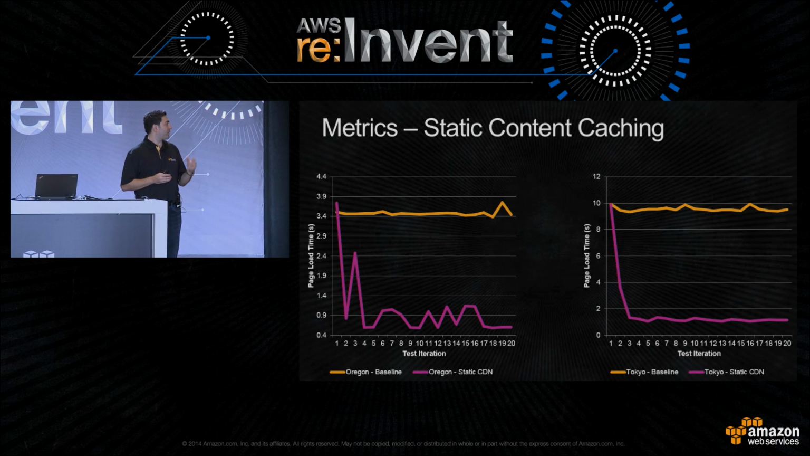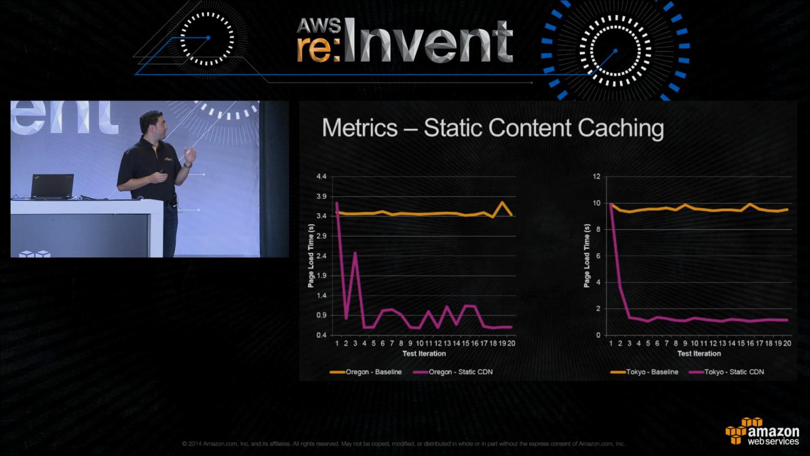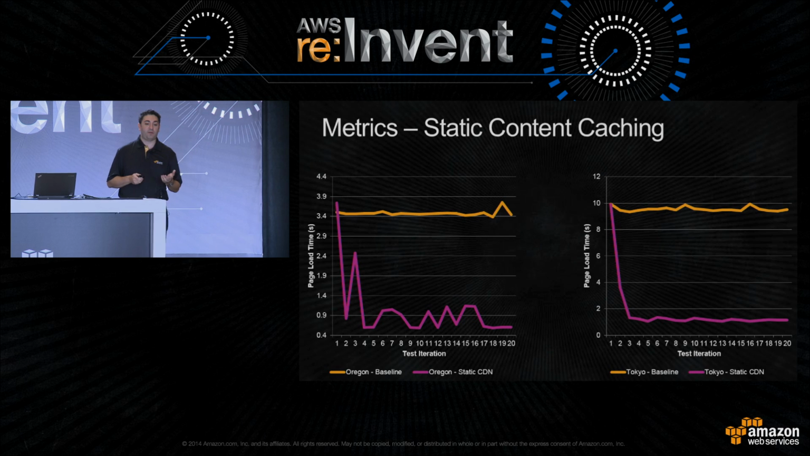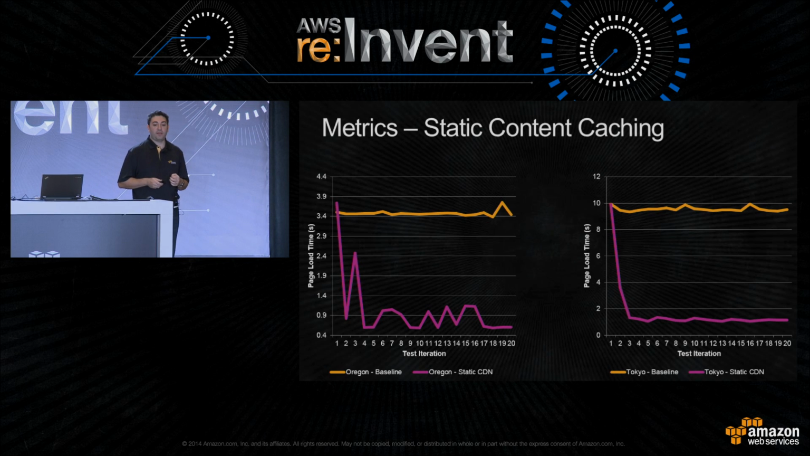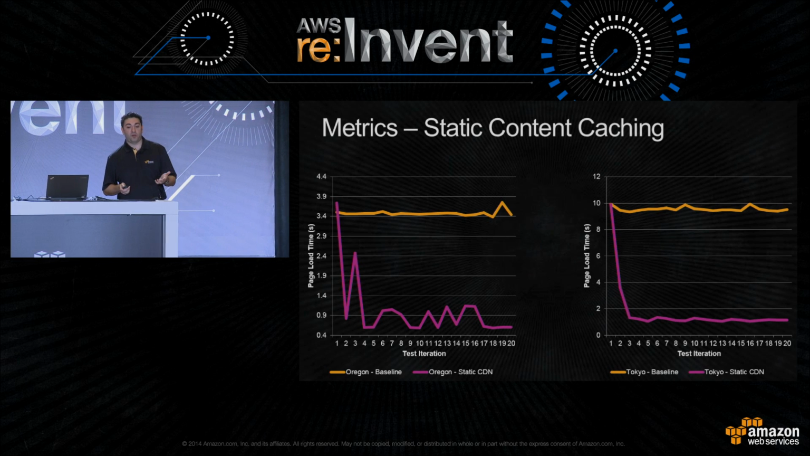But if we look at Oregon and Virginia, we can see that just by adding CloudFront as a static content cache, we lowered the average page load time from 3.4 seconds down to probably about 900 milliseconds for Oregon, and then in Tokyo, roughly 10 seconds there, down to about 1.5 seconds. So huge, huge improvement. So I'm hopeful that this is one of the optimizations that you really will care about.